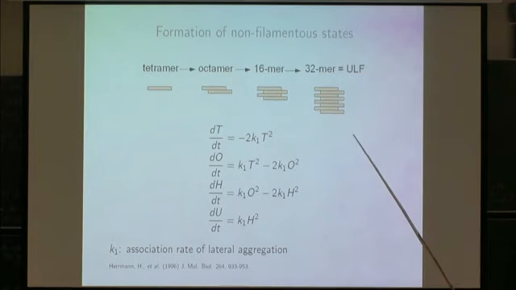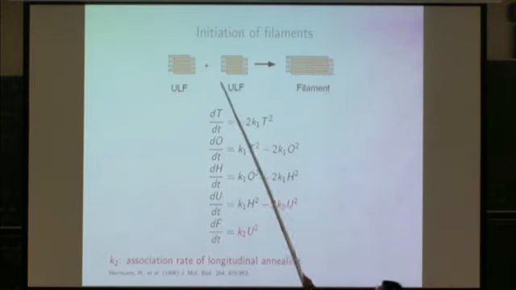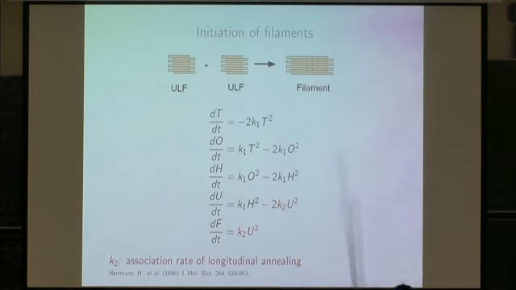This thing has about the same diameter as the filament at the end. They might have some compaction sometimes when the filament gets mature, but this thing has about the same diameter as a filament. So that is just to build the ULF. And notice we do use exactly the same constant of association for this lateral aggregation. After that, in this work, we assume an initiation of filament. To initiate a filament, we now use the longitudinal annealing of 2 ULF.